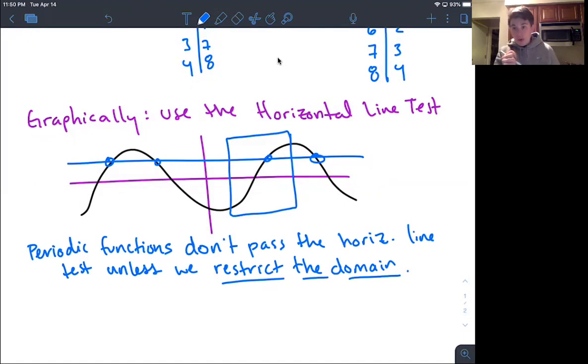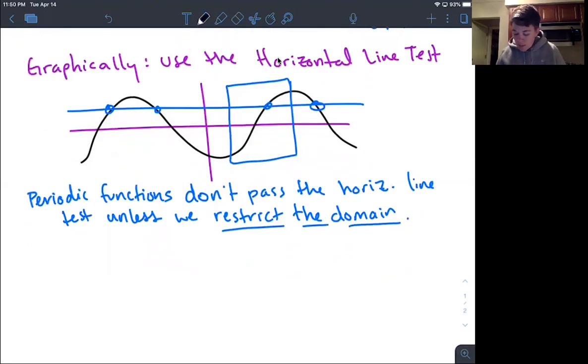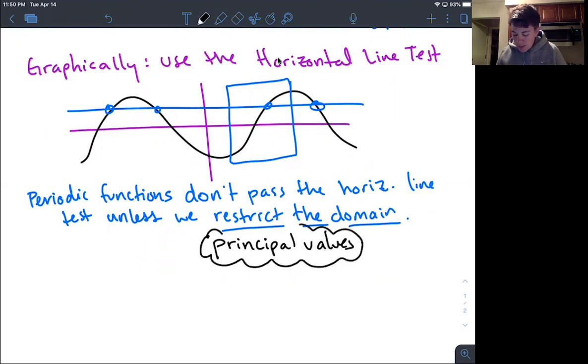So that's what we're going to do. We're going to restrict the domain when we're finding inverses, so we're only dealing with a piece of each periodic function, okay? This restricted domain is what we're going to call principal values. That's the word I'm going to use a lot, principal values. It is just the restricted domain that makes each periodic function able to have an inverse, right?